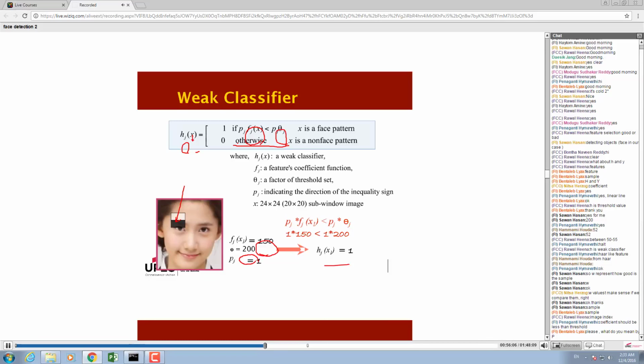Another question, h and y. The result of h looks very similar to y, right? That's why I think you are asking this question. Rawa asked the question: h and y, what's the relationship? That's a very important and good question. So what is y and what is h? Y means the input label.